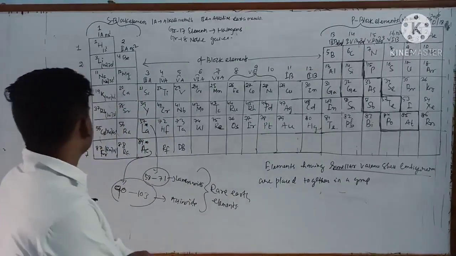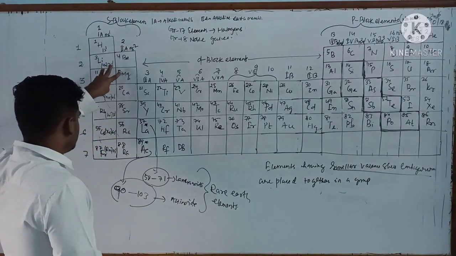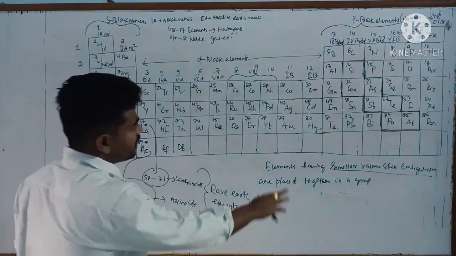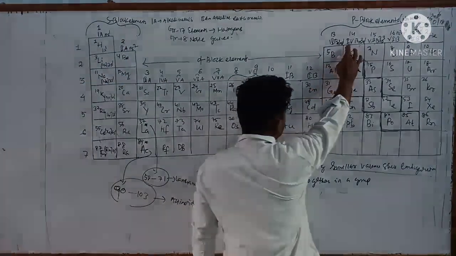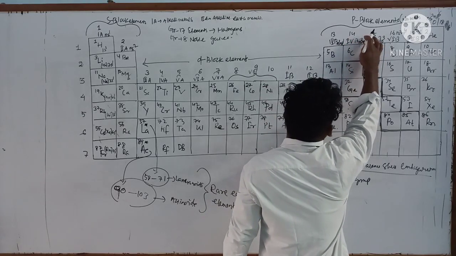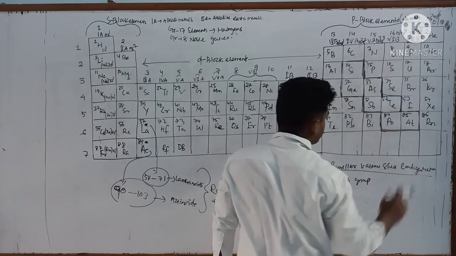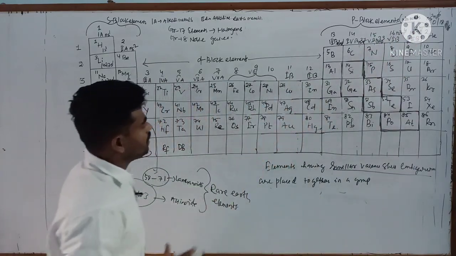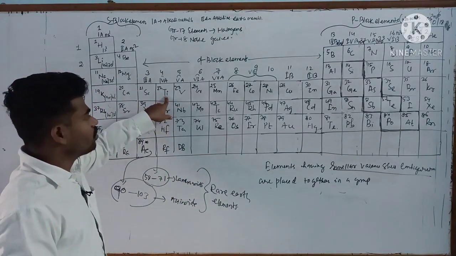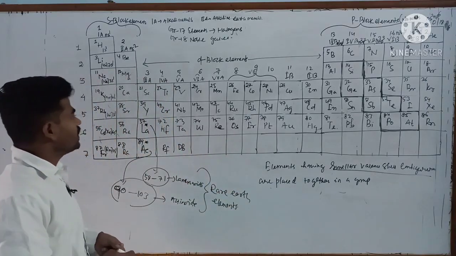Clear? Now, since the last electron enters the s subshell, these are known as s block elements. And there the additional electron enters the p subshell: ns2 np1, ns2 np2, ns2 np3, ns2 np4. Likewise, these are known as p block elements. And here the electrons are entering the d orbital or d subshell, that's why these are known as d block elements.